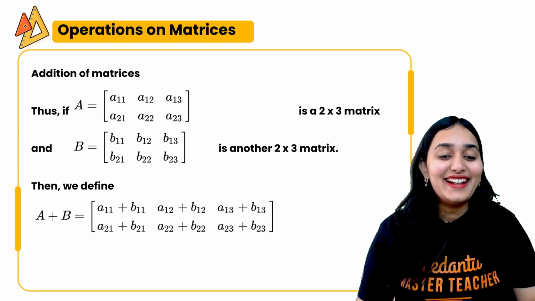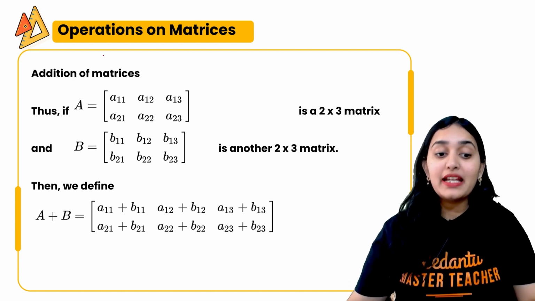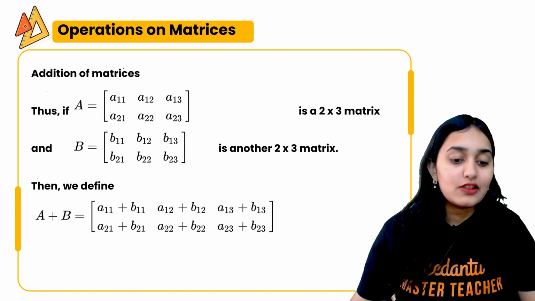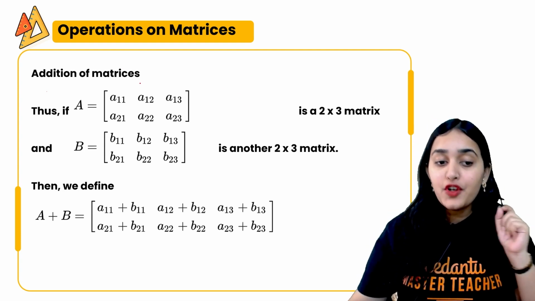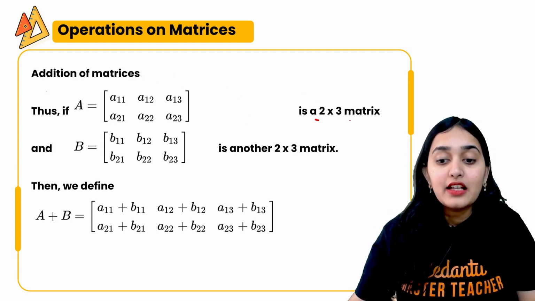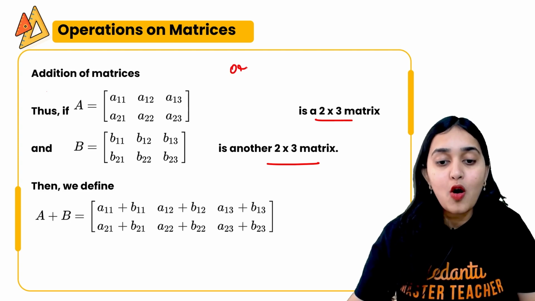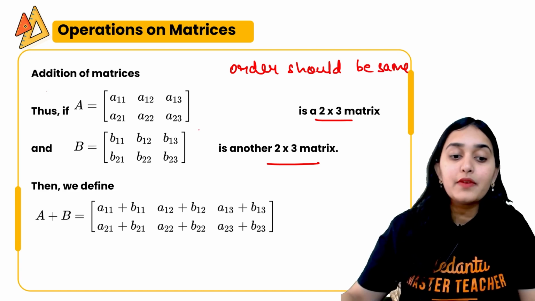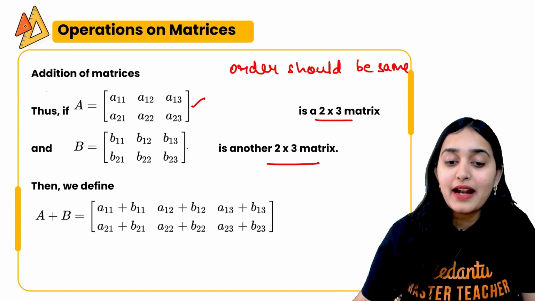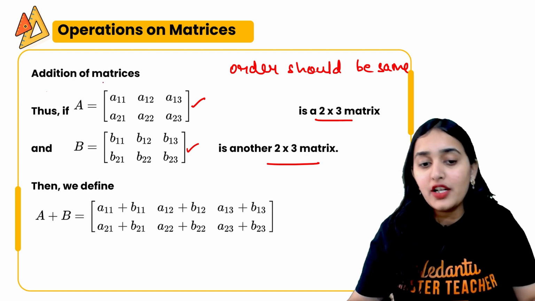Okay. Now, coming to the next topic, addition of matrices. So, how do you add two matrices? Again, if you want to add the matrices, the order should be same. Okay. So, if you want to add A matrix with B matrix, simply what you will do?